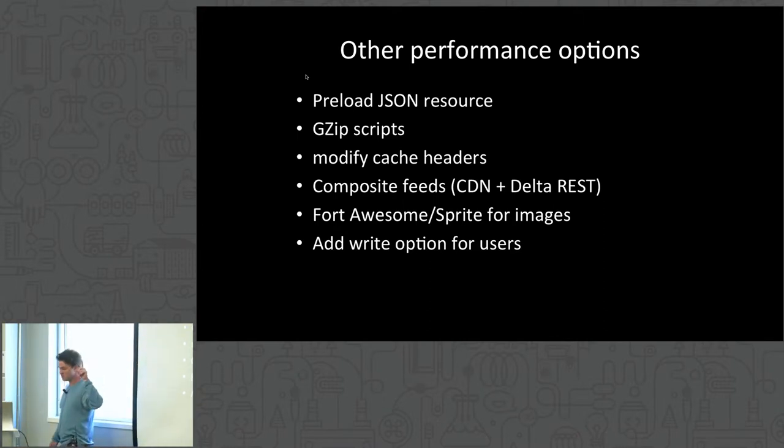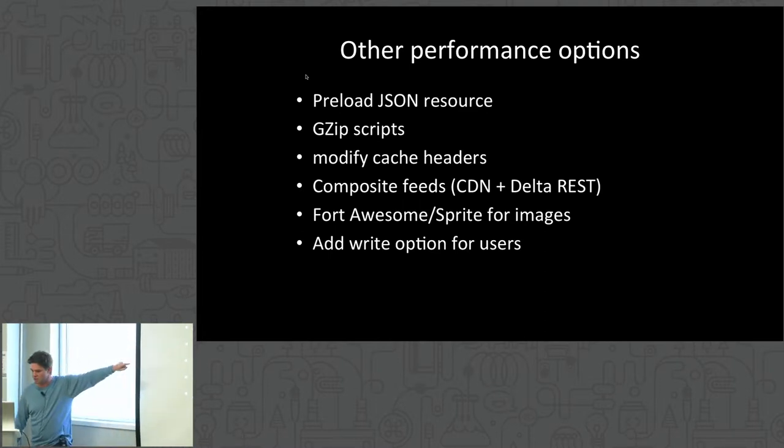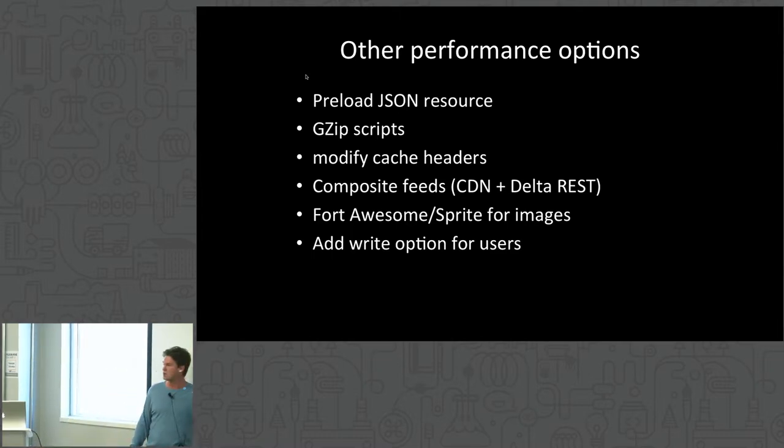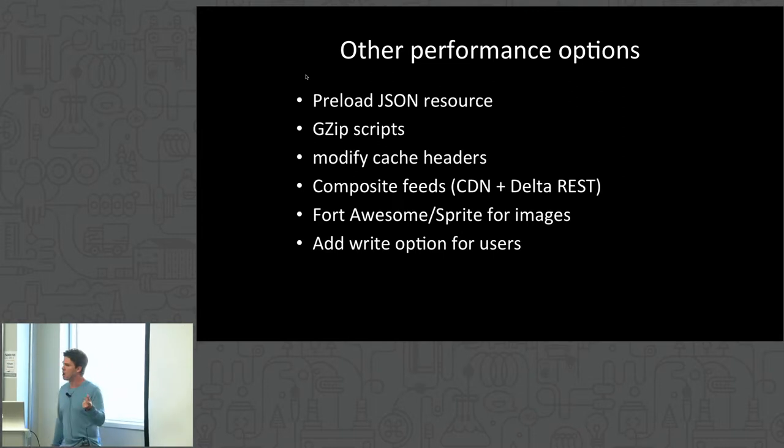And part of that is preloading our JSON resources, so that when the Angular page viewer grabs the data, you've preloaded it ahead of time. Also gzipping all the scripts and modifying cache headers, which I think is probably already being done within the CDN. Another interesting idea is making something a little more read-only or less read-only: hitting the CDN, and when I know there are going to be deltas, creating a composite feed that would pull in the rest and merge those together.